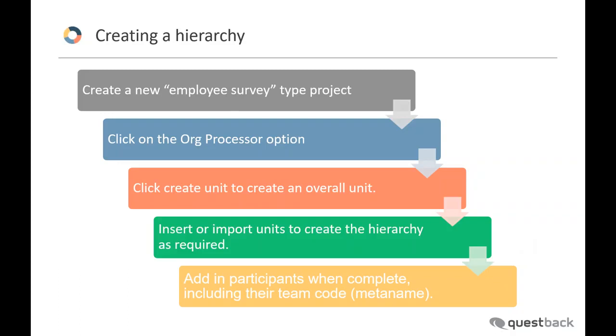So first of all, and it's worth noting, some of you may not have this module enabled, you will need the employee module of EFS enabled, and that's the area of the tool that gives you access to the org processor. So once you've got access, you need to create an employee survey. You would then click on the org processor option, which will now appear on your survey menu. And the first step you would do is look to create an overall unit. And then once you've done that, you can add or import your full hierarchy into the tool. And then you can assign, using the meta name, any participant to that hierarchy.